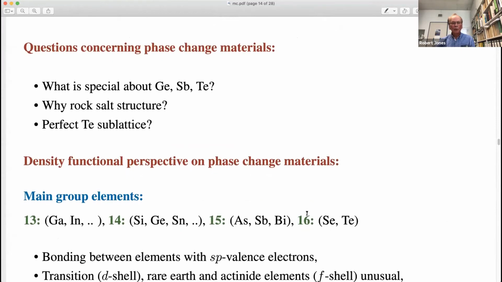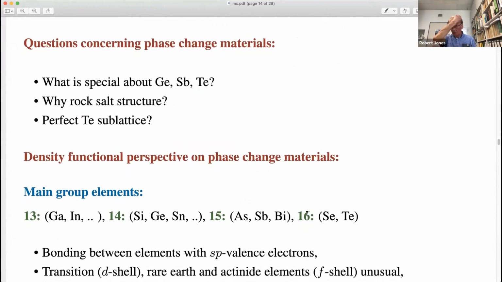Now, if we're interested in the phase change materials, we can ask what's so special about these materials and why do they crop up all the time when you're looking at these optical phase change materials. Why is the structure a rock salt structure, and why should, out of something really quite messy and amorphous, you get a perfect tellurium sublattice?